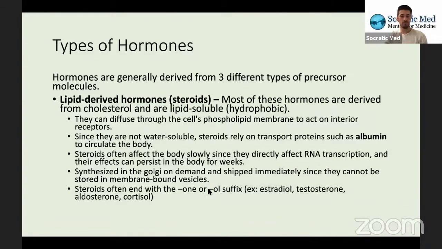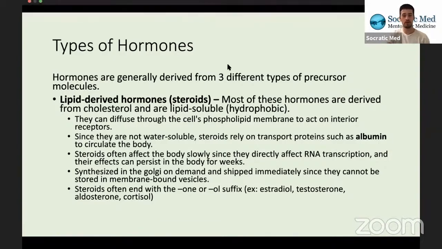And a little bit about the nomenclature. Steroids will often end with the -one or -ol suffix. So we have estradiol, which is an estrogen, testosterone, aldosterone, and cortisol. Those are all lipid-derived hormones. They're all steroids that we find in the human body. And we'll talk a little bit about specific hormones later in the lecture.